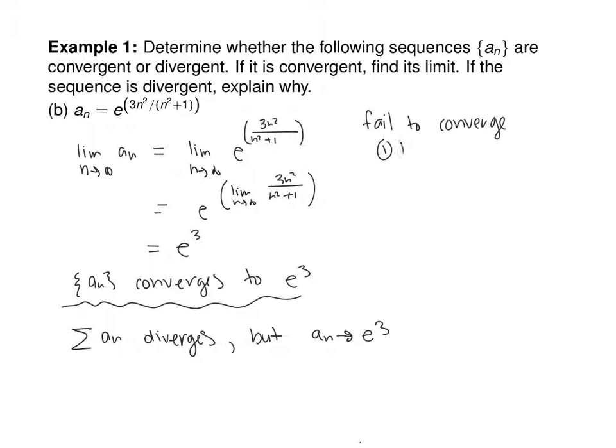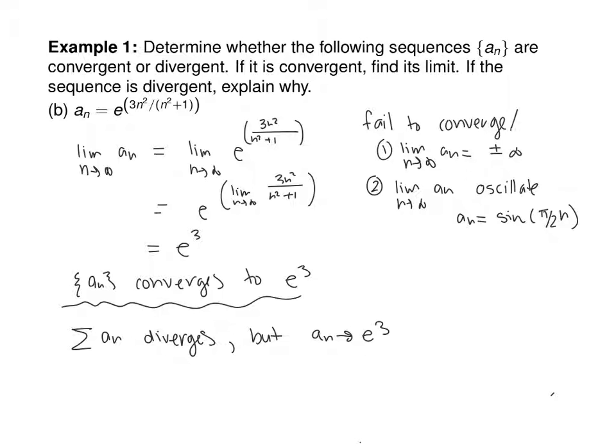Way one would be that the limit as n goes to infinity of the terms is infinite. Another possibility could be that as n goes to infinity, those terms are going to oscillate. For example, if your a sub n was something like sine of pi over 2n, those terms would flip-flop between -1 and 1, and also 0, and they're never going to go a specific place. So that's how sequences will fail to converge or diverge.